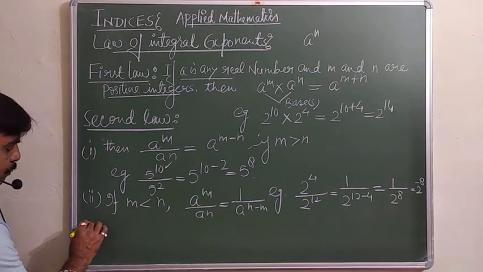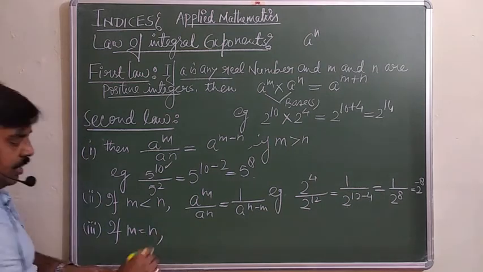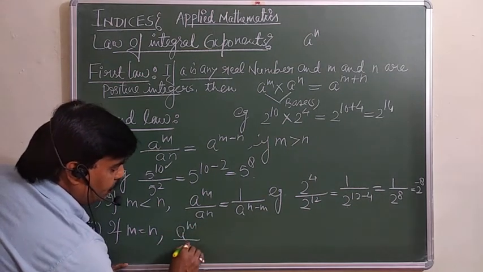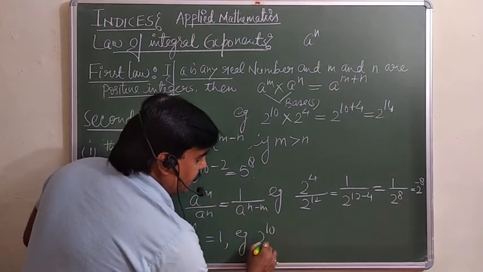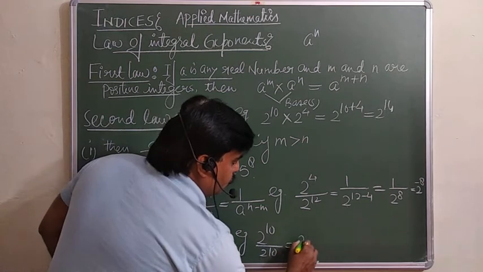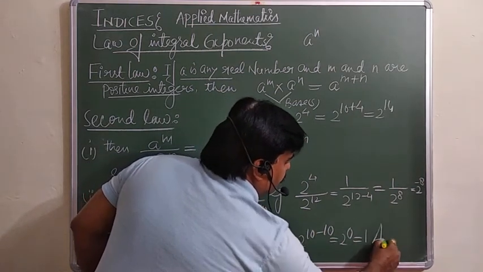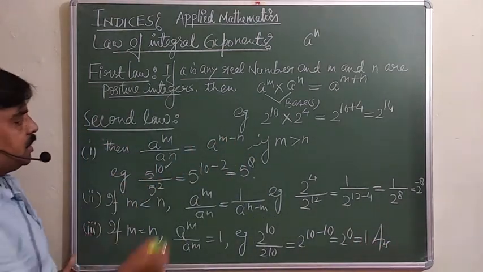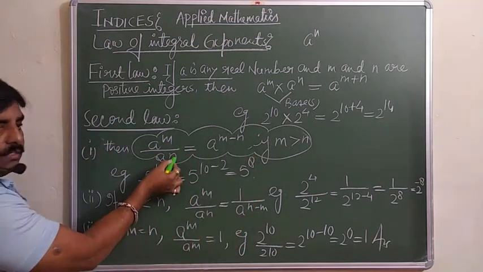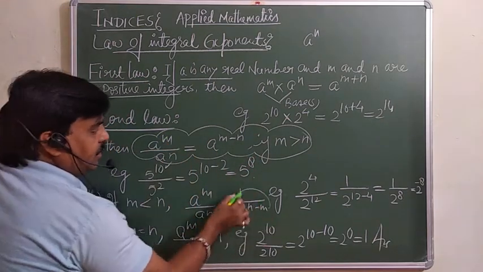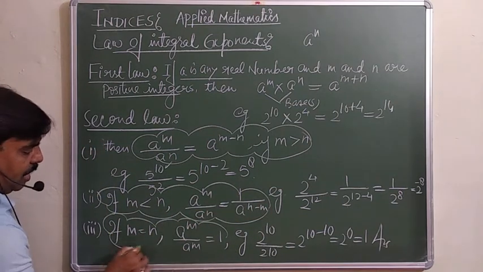Case third is there. Suppose m is equal to n, then a raised to power m over a raised to power m, that is equal to 1. For instance, 2 raised to power 10 divided by 2 raised to power 10 is equal to 2 raised to power 10 minus 10, which is 2 raised to power 0, and the exponent of any non-zero number is always 0. So here there are three cases. In the first case, if m is greater than n, second, if m is less than n, and third, in case m is equal to n.